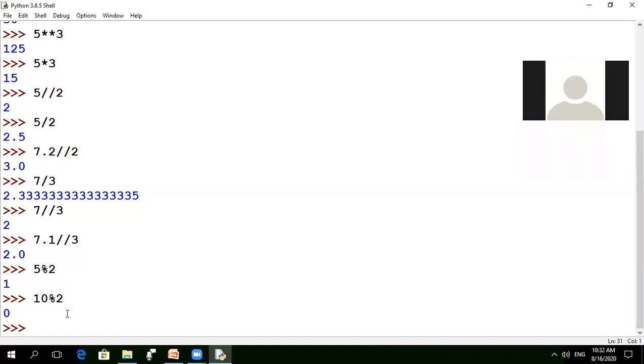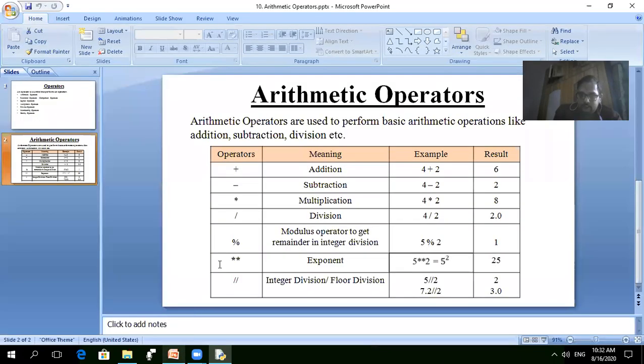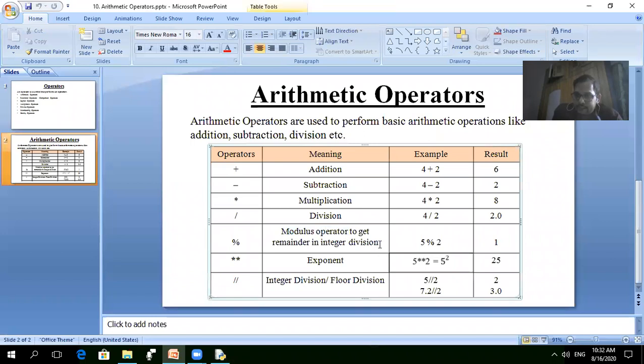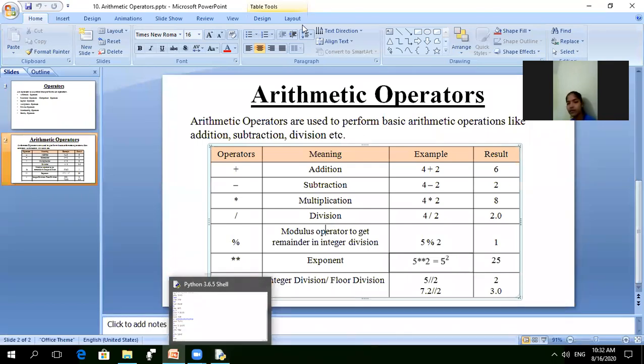Sir, if we take a floating point number? So in case of modulus, a floating point number is not allowed. See the definition: the modulus operator gets the remainder in integer division only. In integer division. Okay? So both the operands should be integers only. Clear? Yes, sir.